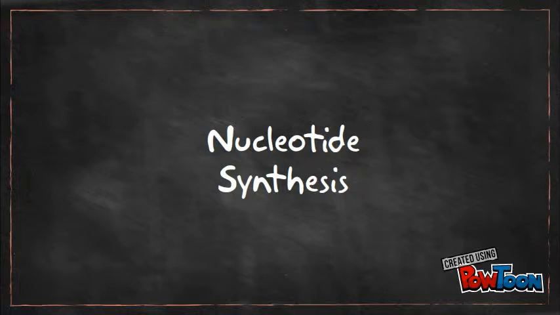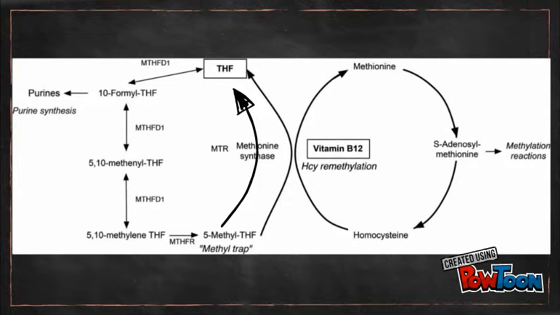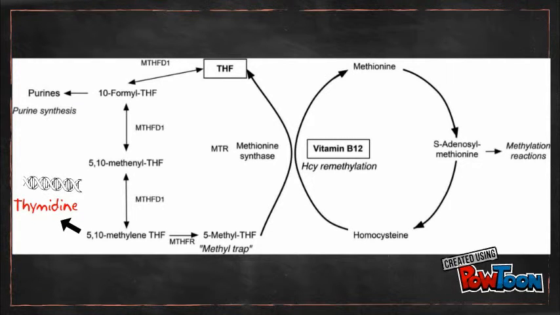Vitamin B12 is also very important for nucleotide synthesis. After giving its methyl group to vitamin B12, 5-methyl-THF is converted to THF. THF can then be converted to 10-formyl-THF by the enzyme MTHFD1. 10-formyl-THF can then be converted into nucleotides, specifically purines such as adenine and guanine. And from 5,10-methylene-THF, also synthesized by MTHFD1, we can get thymidine, which is also the rate-limiting nucleotide for DNA synthesis.